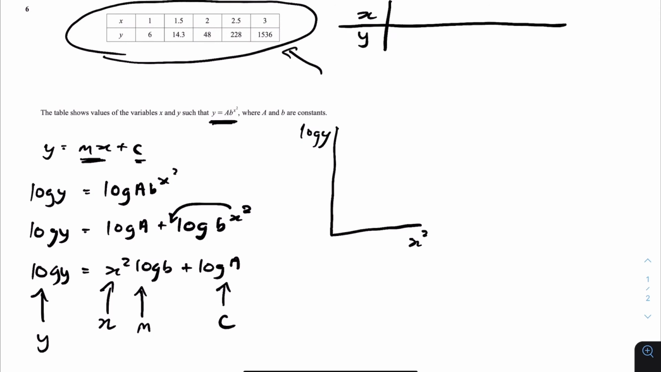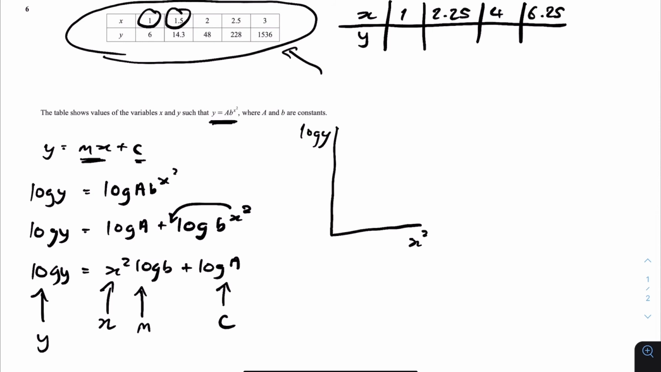So our x squared value, so 1 squared here is just 1. 1.5 squared is, I think, 2.25. Let's just draw a line like this. Then 2 squared is 4. 2.5 squared is 6.25. And let's just stop there. We don't have to do every single value. Then for log y, we actually need a calculator to evaluate this. So let's just get the calculator.